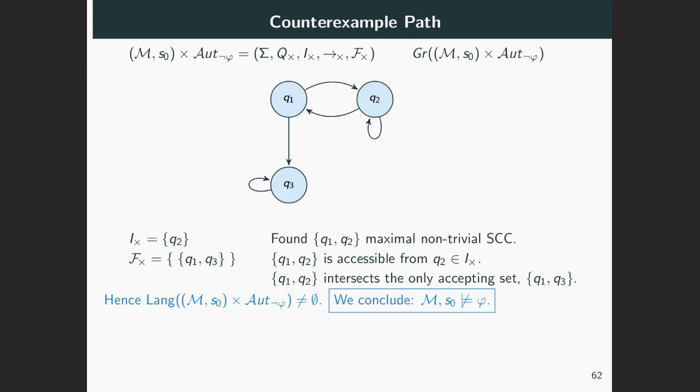Here is the relevant context for our example, which produced the no answer to the given instance of the model checking problem. I show here the essential pieces only: the underlying graph of the product automaton, its set of initial states, here just the state Q2, and its accepting sets, here just the set of states Q1, Q3. The conclusion that the accepted language was non-empty, hence that satisfaction does not hold, was drawn after exhibiting a maximal non-trivial strongly connected component, namely Q1, Q2, which is accessible from the initial state and intersects the only accepting set.